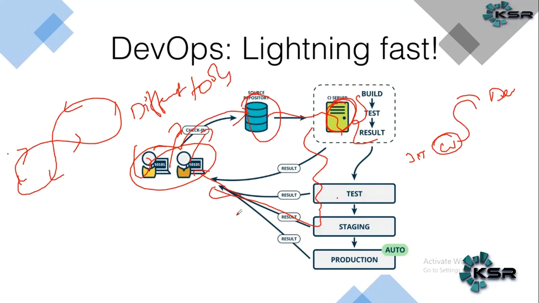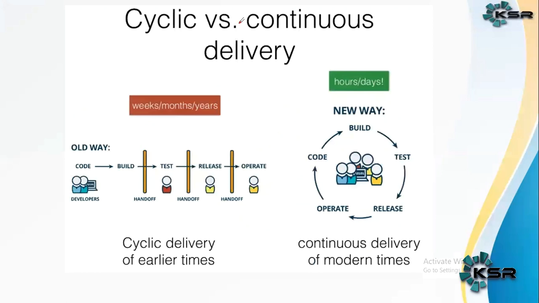Here DevOps came into the picture. When I showed you these two examples, in the old way it is taking more than weeks, months, or years. But in the new way, it is taking hours or days. But how is it achieving this? It is achieving it by implementing multiple tools here. So this is the answer, Krishna Reddy, for DevOps.